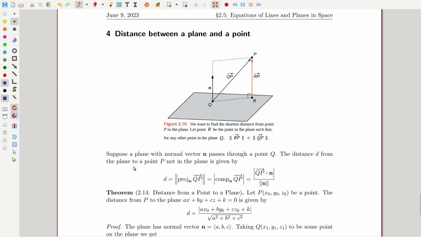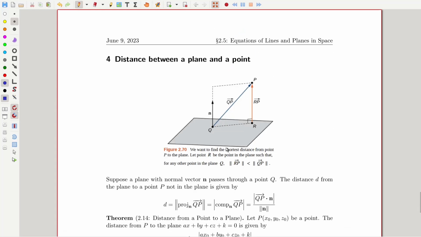I think this is the last topic. Let me try to remind myself. Yeah, this is the last page. So, distance between a plane and a point.